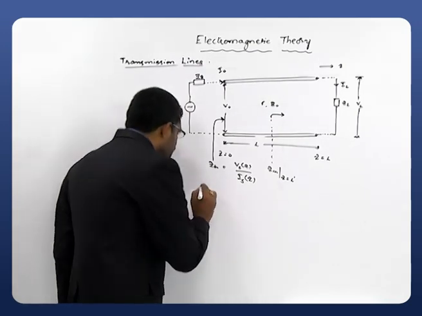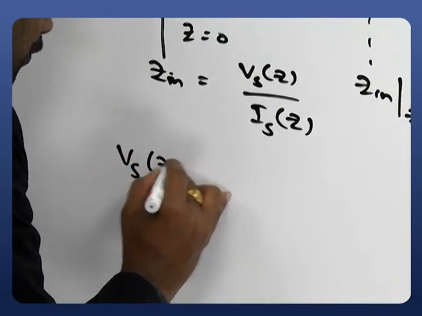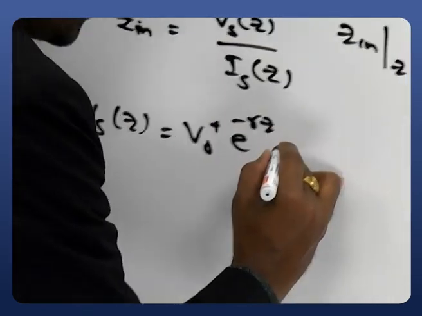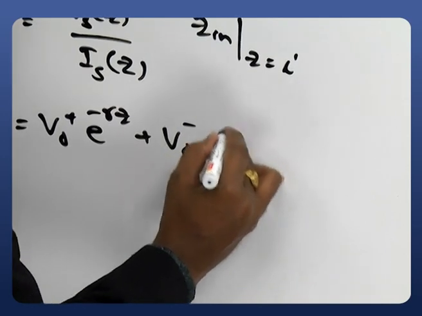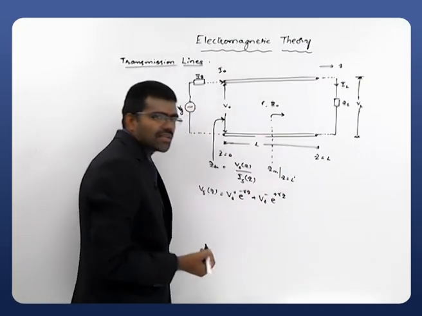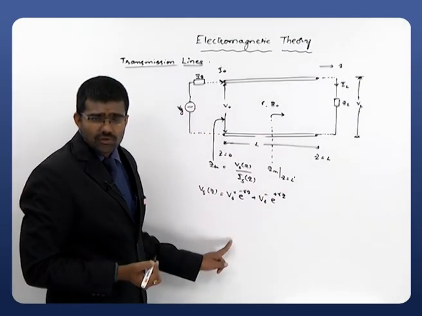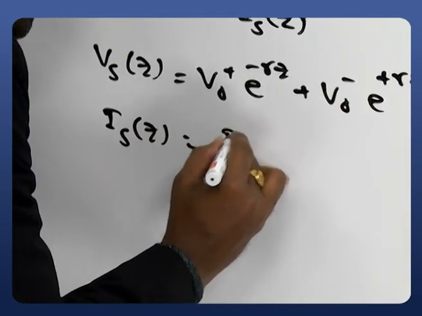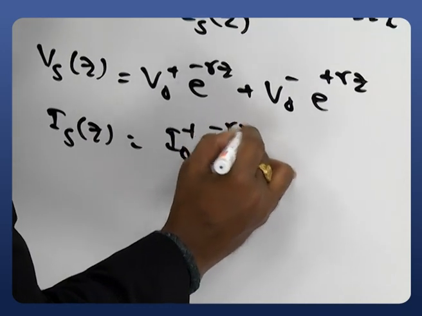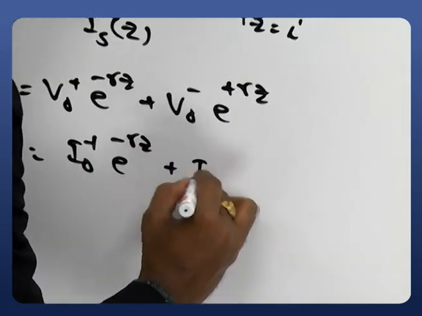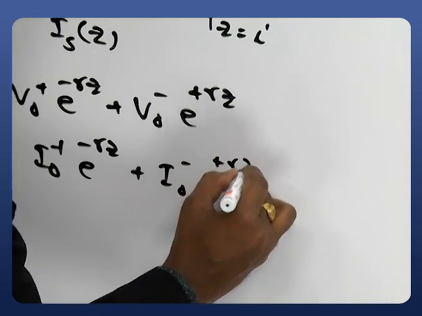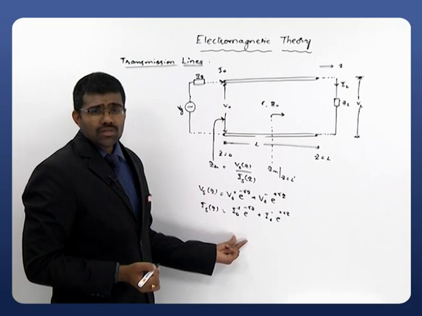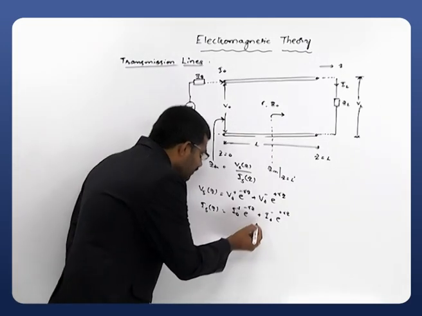What is the equation of Vs(z)? So Vs(z) is equal to V0+ e^(-γz) + V0- e^(+γz). A similar equation will be there for current also, right? That is Is(z) is equal to I0+ e^(-γz) + I0- e^(+γz). Two similar equations we have. These two similar equations will give you an analysis like this.